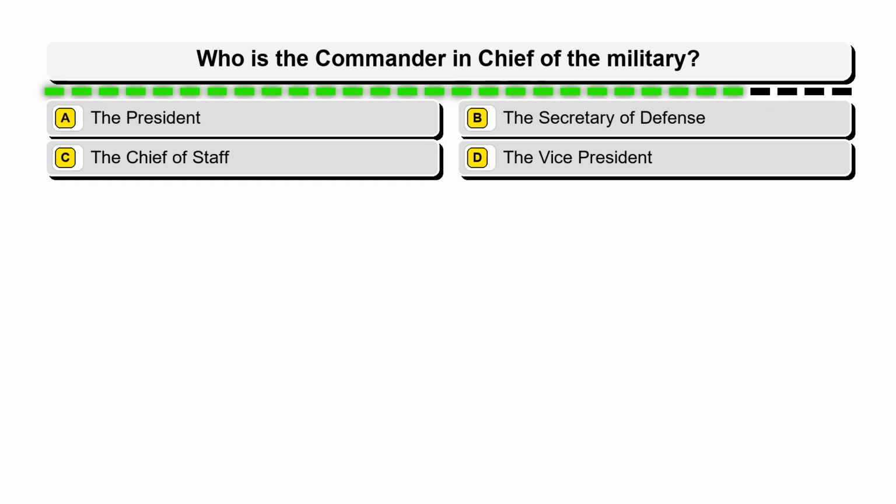Question 138. Who is the Commander-in-Chief of the military? Option A, the President. Option B, the Secretary of Defense. Option C, the Chief of Staff. Option D, the Vice President.